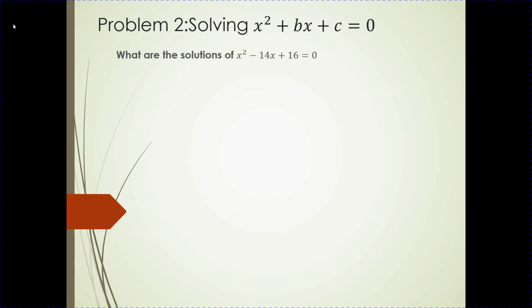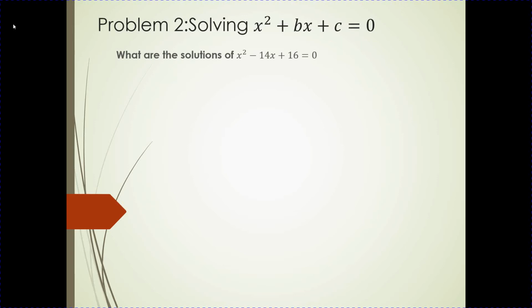So problem 1, what are the solutions of x squared minus 14x plus 16 is equal to 0? Here the value of a is 1, the value of b is negative 14, and the value of c is 16. From the very beginning, this equation is not a perfect square trinomial. Therefore, we need to make it a perfect square trinomial. How can we do that?